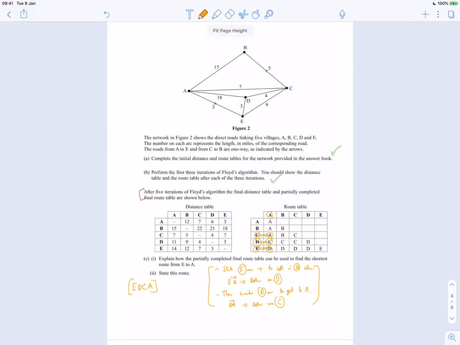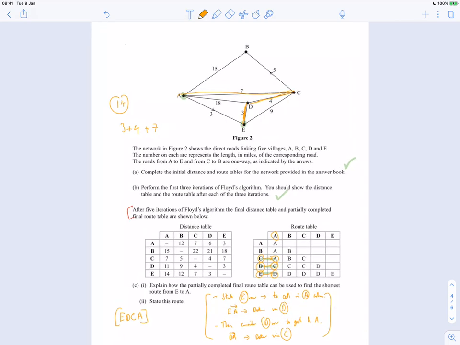So what would that look like on the graph? We're wanting to go from E to A. Well, E to A is here. So this is saying I have to go from E to D, which is there, which is 3, plus D to C, which is there, which is another 4, and then C to A, which is 7. So 3 plus 4 plus 7 is a total distance of 14.